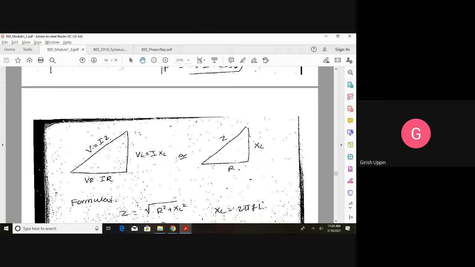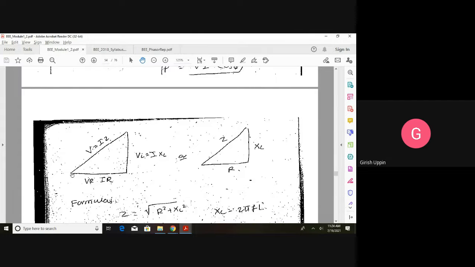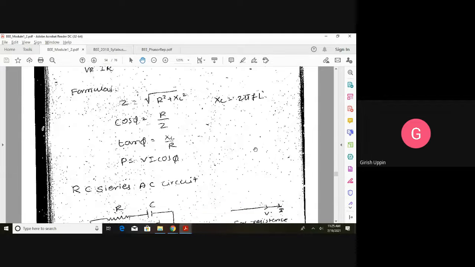This angle is phi. So if you remember these two triangles, the voltage triangle and the impedance triangle, tan phi is XL by R, or in terms of voltage, VL by VR. That is how you can find it. And what is Z? Z is the square root of R square plus XL square. And what is cos phi? Cos phi is the power factor.